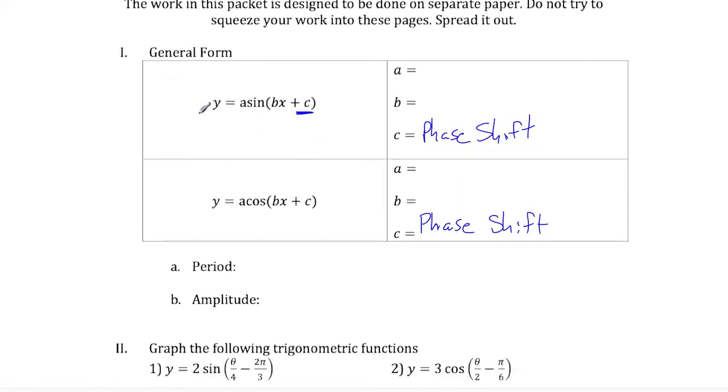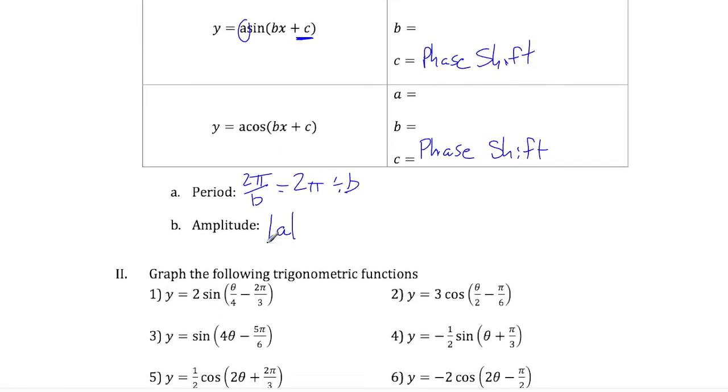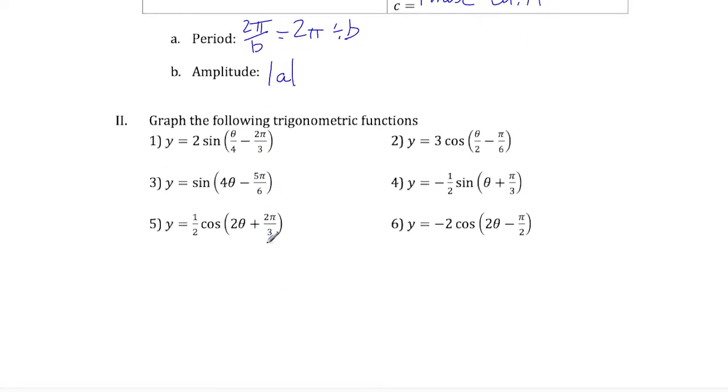And this b value is the coefficient of x. If we want to get the period, this is 2 pi divided by b. And sometimes it helps us, if we struggle with fractions, to write this as 2 pi over b. And the amplitude is going to be the absolute value of a, so that value right there. So as long as we know that the period is 2 pi divided by b and the amplitude is the absolute value of a, we should be fine.